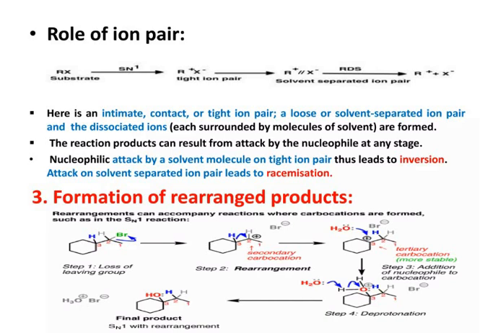Nucleophilic attack by solvent molecules on the tight ion pair thus leads to inversion. Attack on the solvent-separated ion pair leads to racemization. Look here: RX substrate, then the tight ion pair R+ X-, then the solvent-separated ion pair, and then the dissociated ions. So formation of rearranged products, you can see the final products.